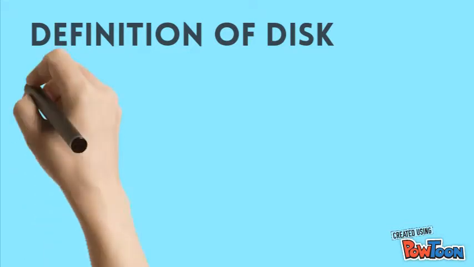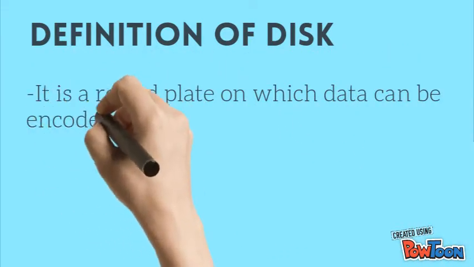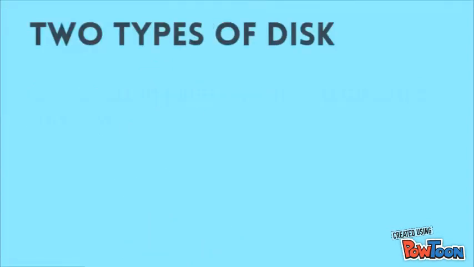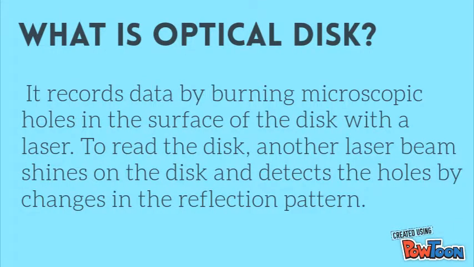Definition of disk. It is a round plate on which data can be encoded. Two types of disk: optical disk and magnetic disk. What is optical disk? It records data by burning microscopic holes in the surface of the disk with a laser. To read the disk, another laser beam shines on the disk and detects the holes by changes in the reflection pattern.